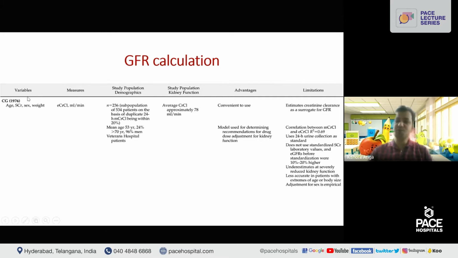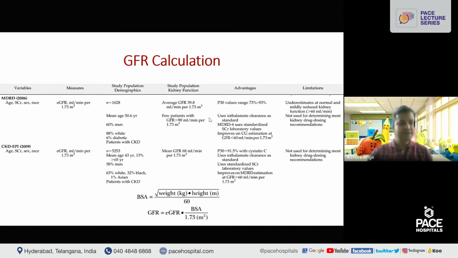But because there is no data available based on the new GFR formulas, we still have to depend on the Cockcroft-Gault formula for dosing. And one more issue with the Cockcroft-Gault formula is it underestimates kidney function at severely reduced kidney function. If the GFR is low, Cockcroft-Gault formula will tell that it is much lower. If we use the other formula, the GFR will be a little higher. But if we use Cockcroft-Gault formula, it will tell it is still a little lower. So this we need to keep in mind.